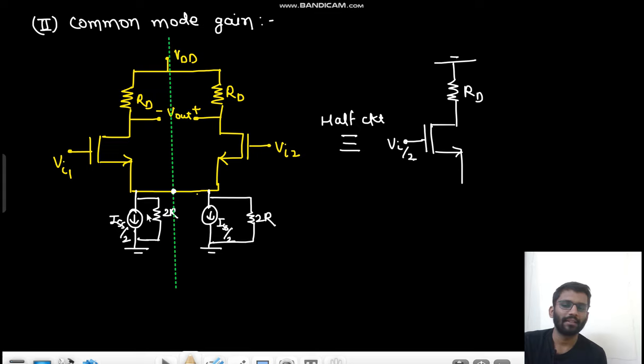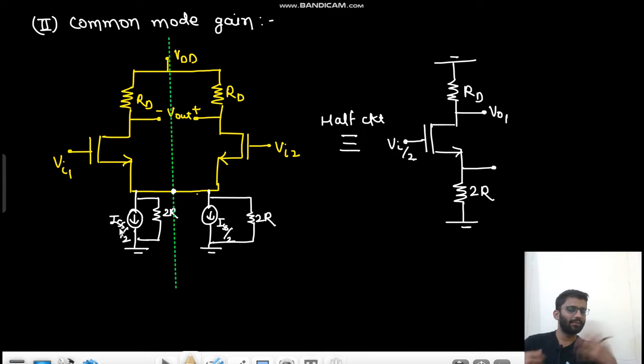This will be open circuited. And this is ISS by 2. This current will also be open circuited. So here it will be replaced with 2R only. And here I will have V note 1. Did you get it? This is open circuited here. But this ISS by 2 is also a DC source. The DC source will also be open circuited. So only 2R is left.